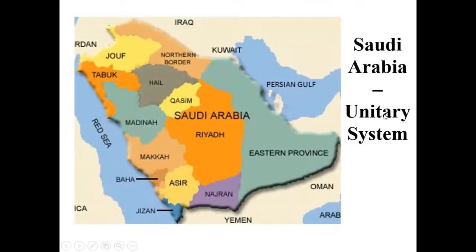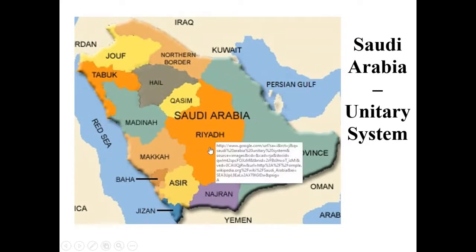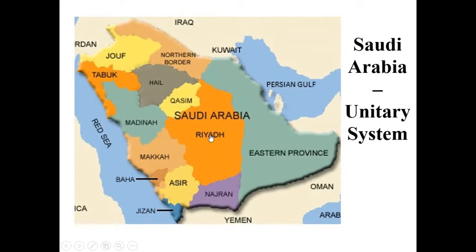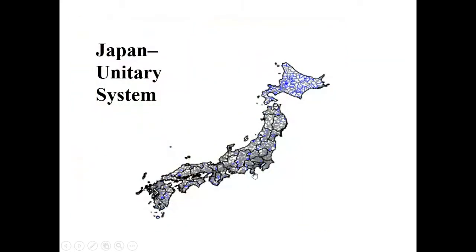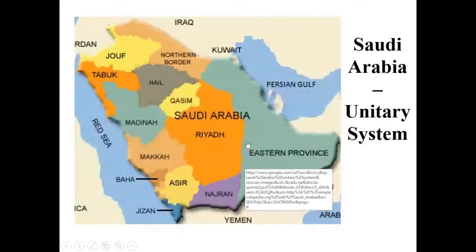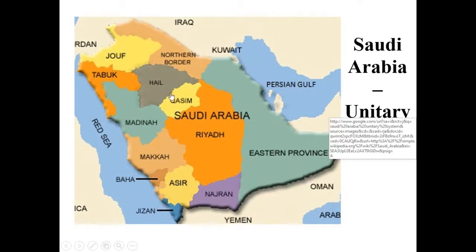Okay? Saudi Arabia is an example of a unitary system. The real power is here in Riyadh, particularly the royal, the king. Right? So look, here's a democracy that's a unitary system. Japan is a democracy, and here is an authoritarian system that is a unitary system. Here are the provinces anyway, or the regional subdivisions in Saudi Arabia.